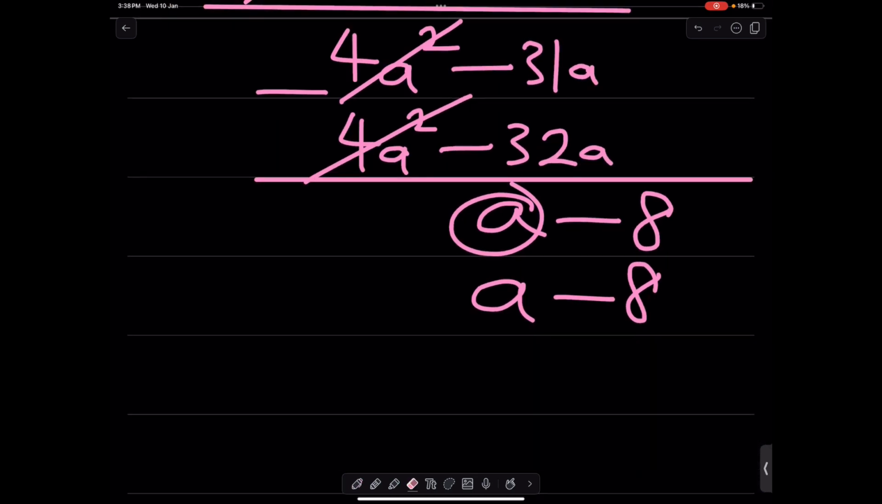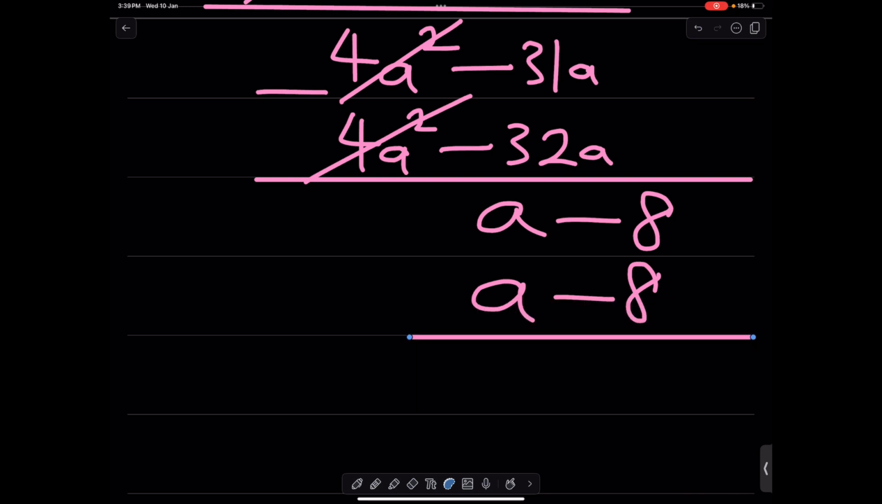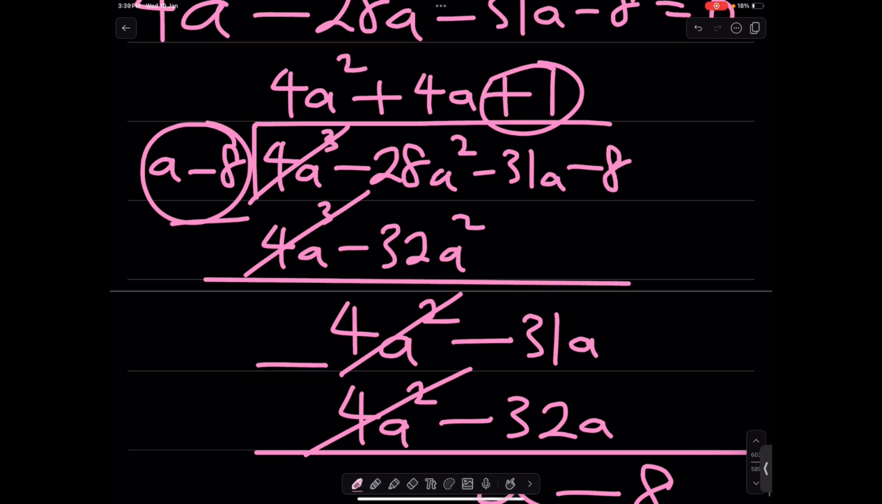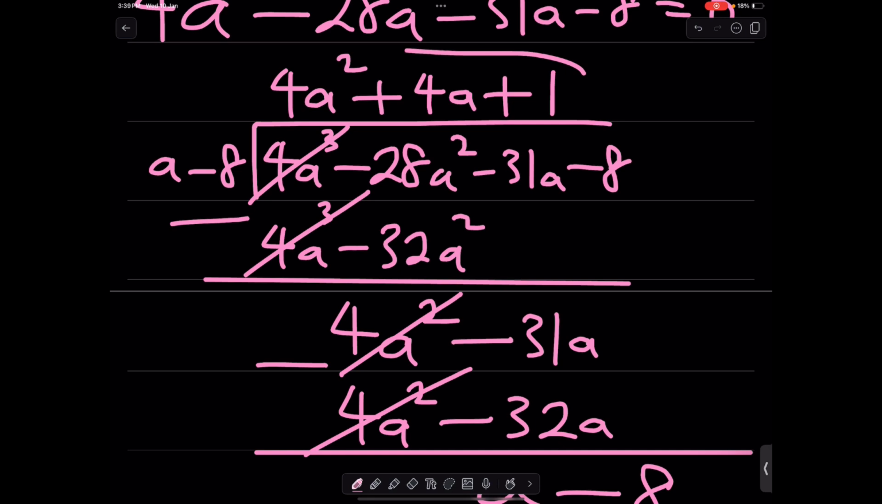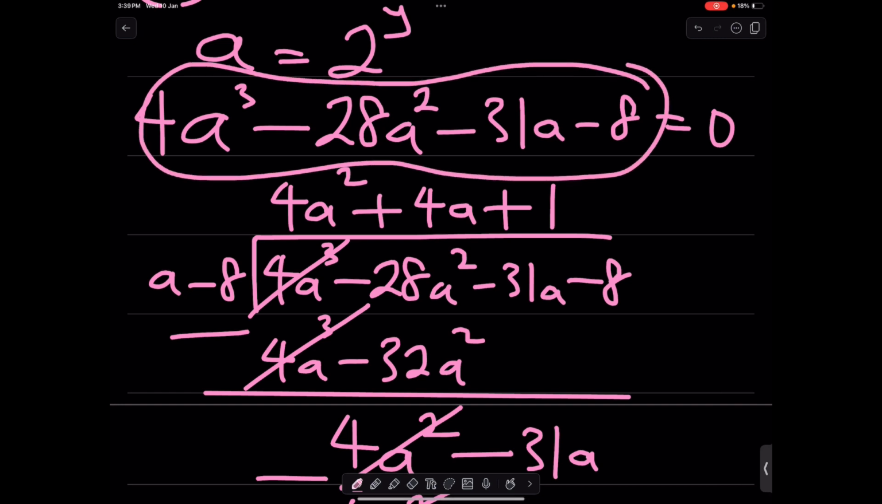Of course, since we have said that a minus 8 is a factor of the polynomial, then when we divide the polynomial by a minus 8, we should get a remainder 0. Otherwise, something is wrong. So now we subtract. When we subtract a minus 8 from a minus 8, we get 0. So that means 4a squared plus 4a plus 1 is also a factor of the polynomial 4a cubed minus 28a squared minus 31a minus 8.